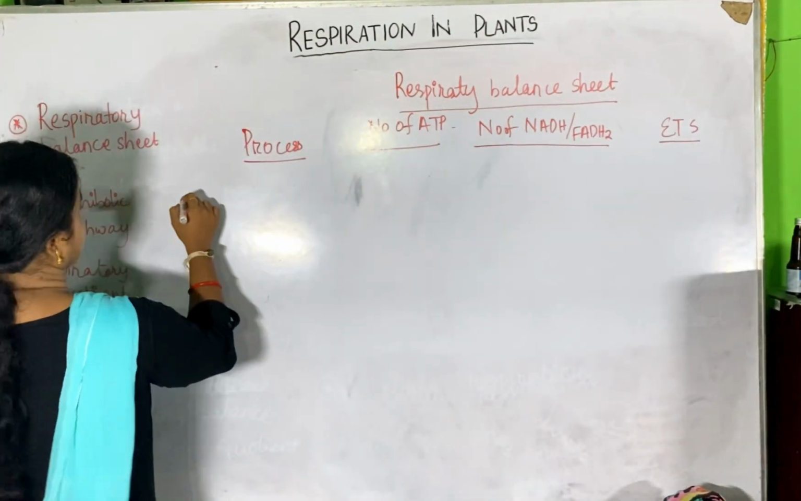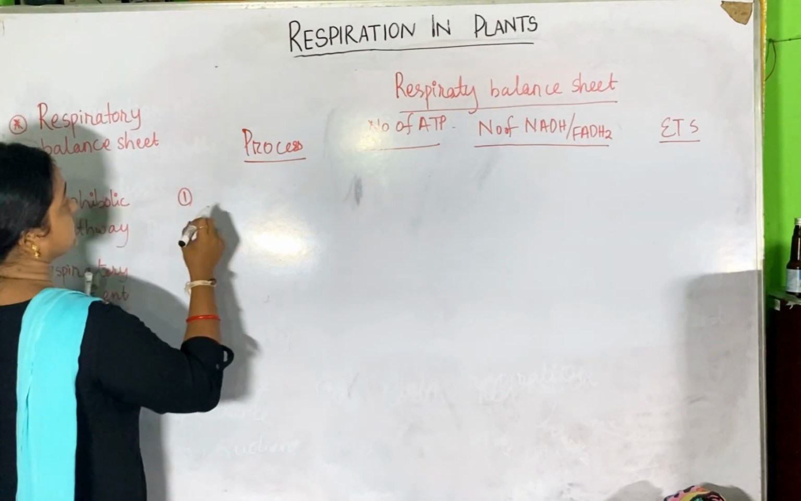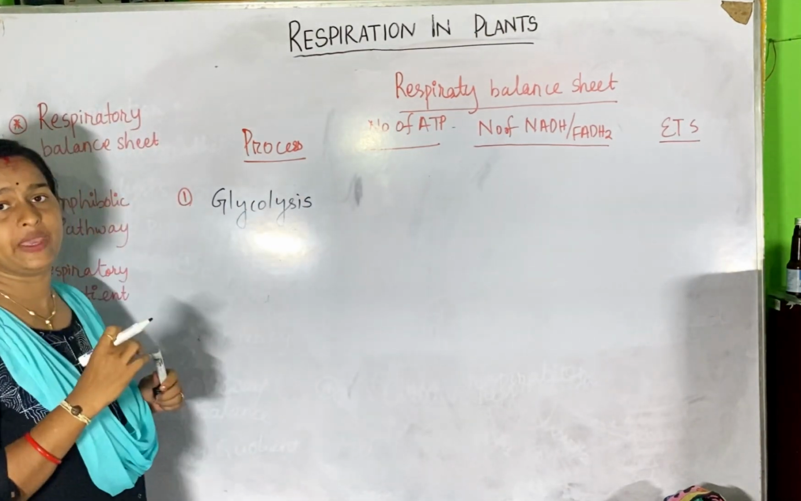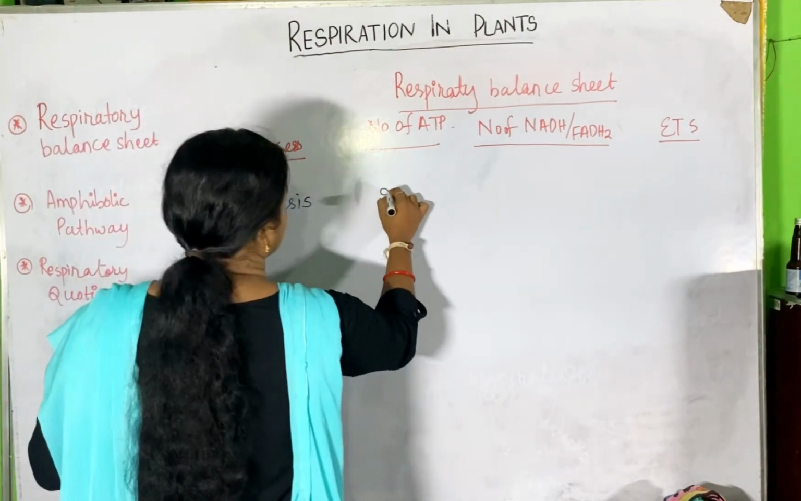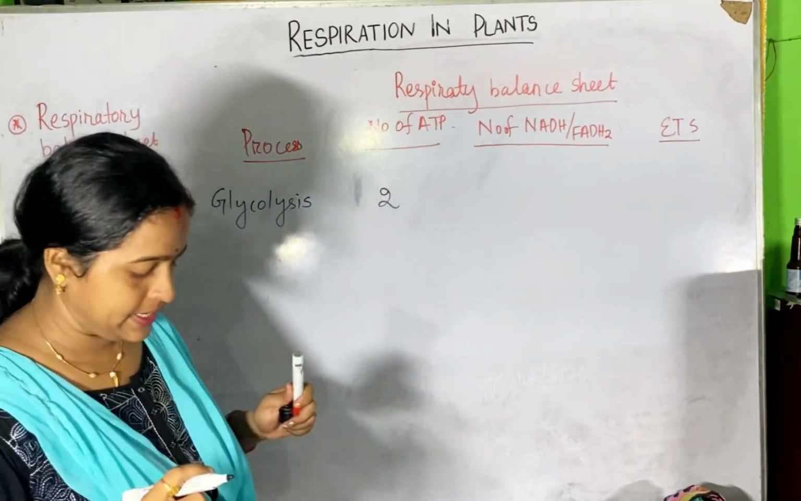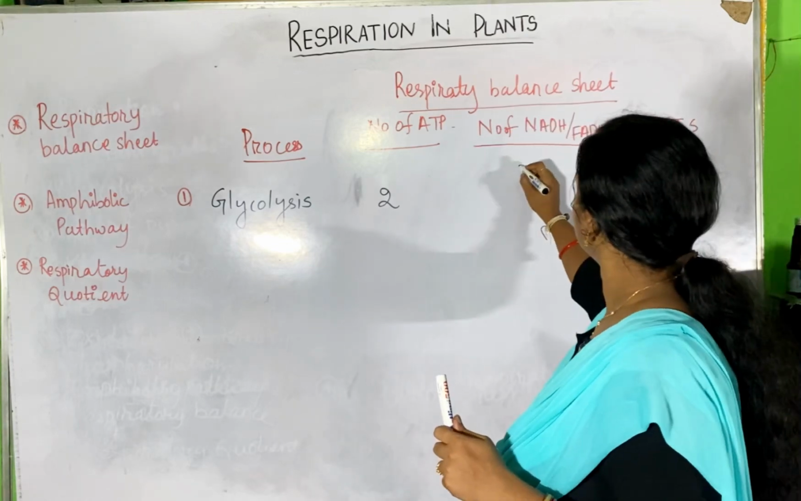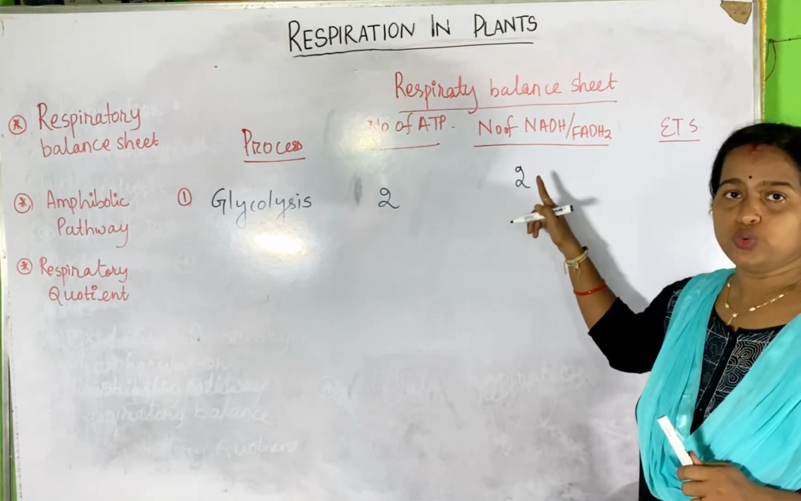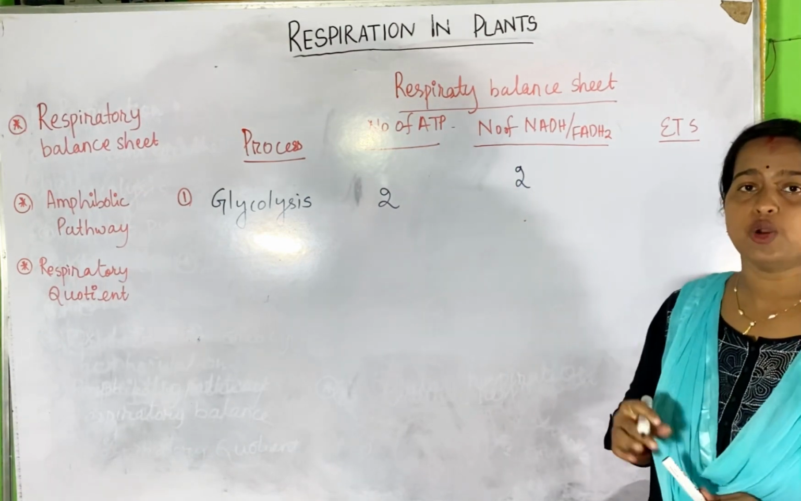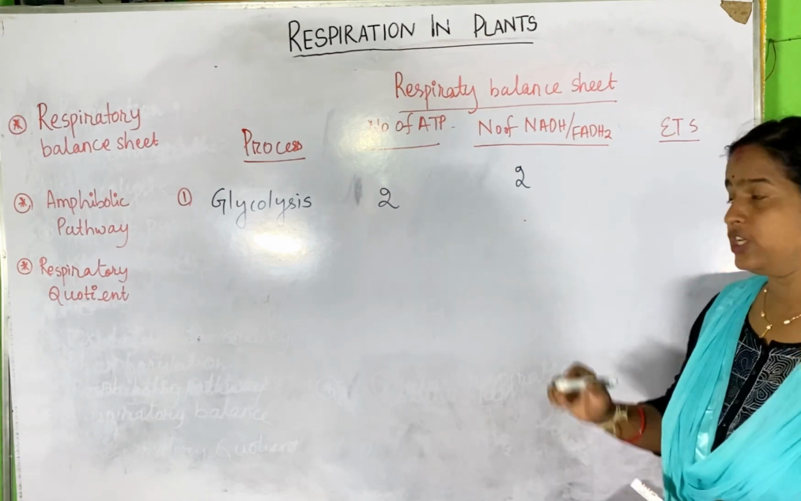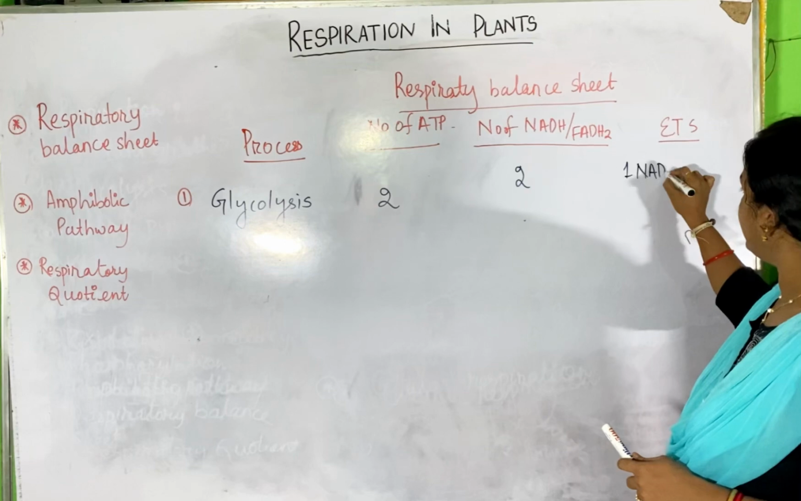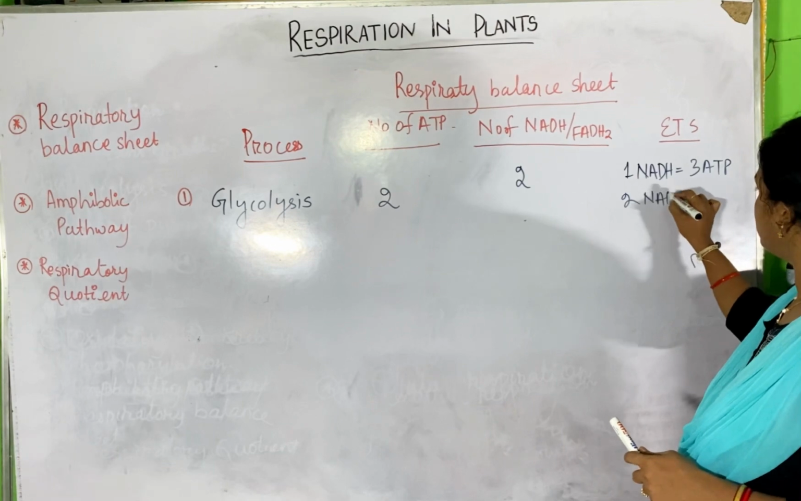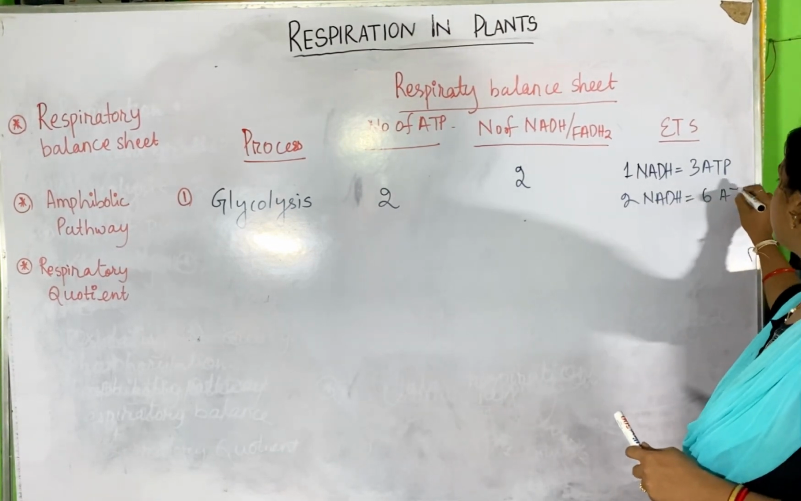The first process is glycolysis. In glycolysis, what is the number of ATP? 2. What is the number of NADH? The NADH number is also 2. In oxidative phosphorylation, we will get 2 ATP and 2 NADH. That means how many ATP? 1 NADH is equivalent to 3 ATP, so 2 NADH will be equal to 6 ATP.